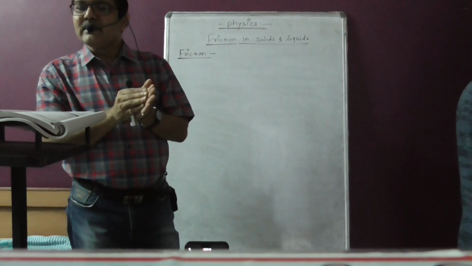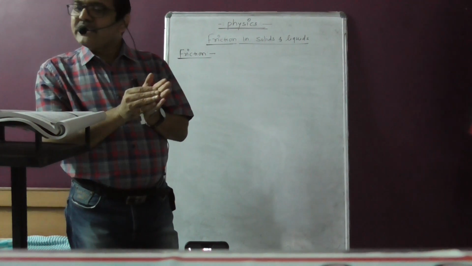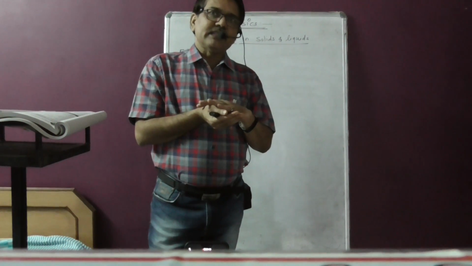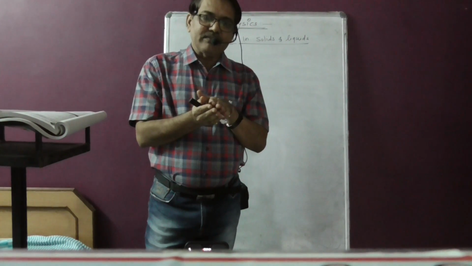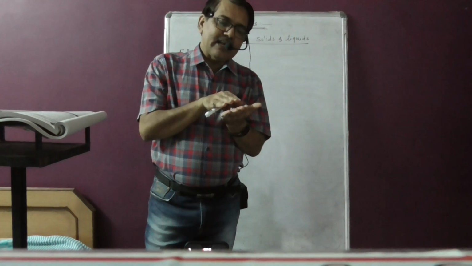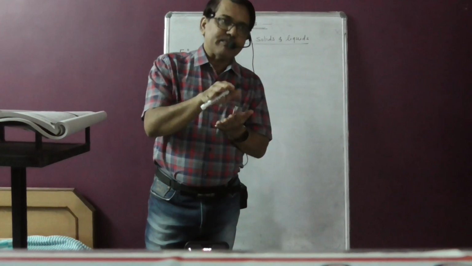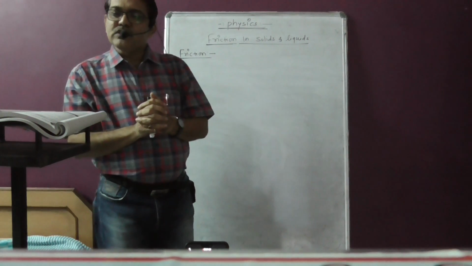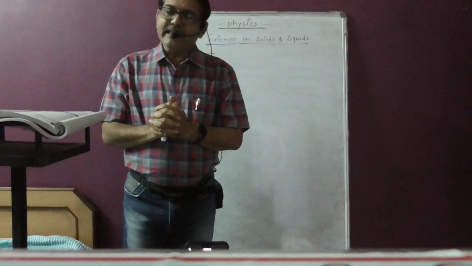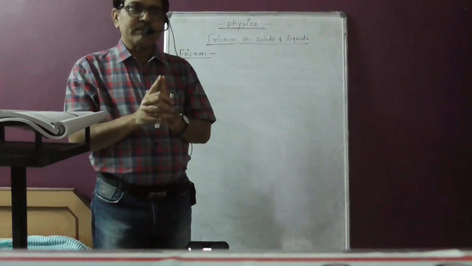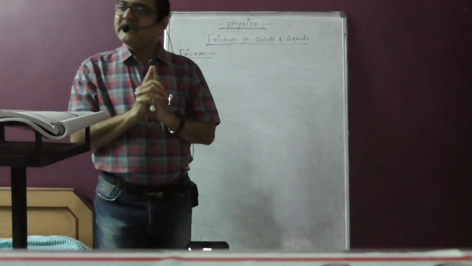Again, I will define friction. Friction is one type of force which arises between two surfaces which are coming in contact with each other, and which acts tangentially along each surface. That is called your frictional force. That friction opposes the relative motion between the two surfaces which are coming in contact with each other.